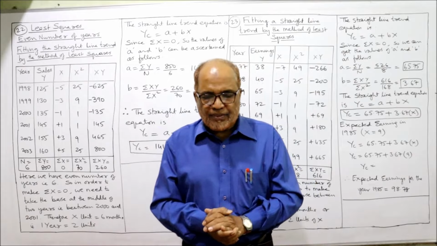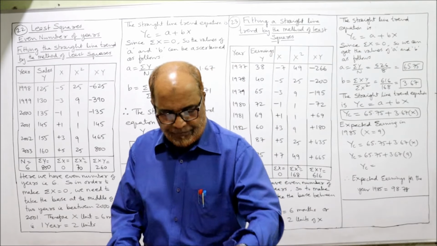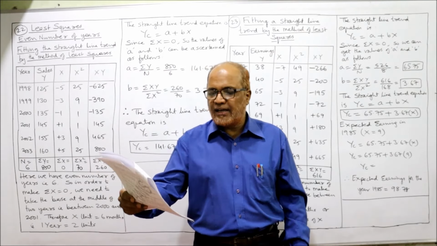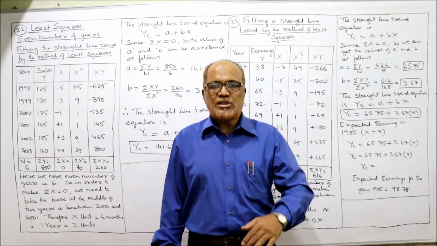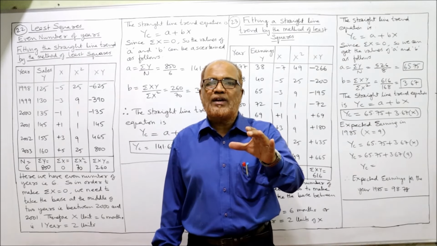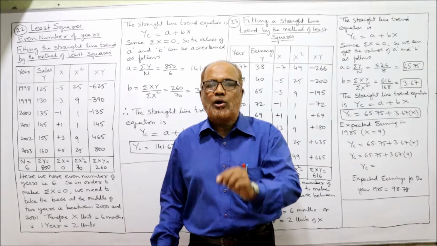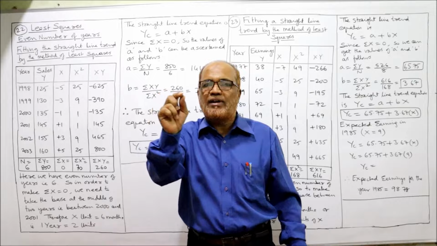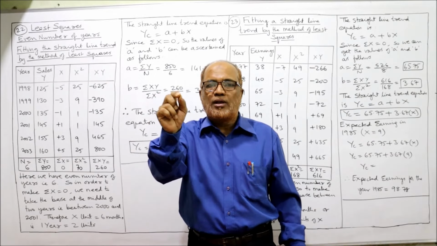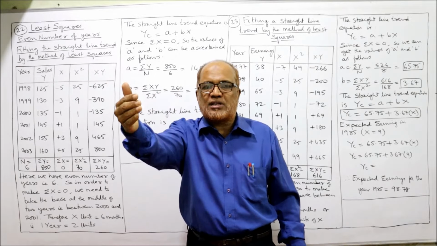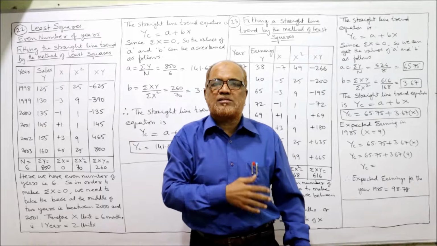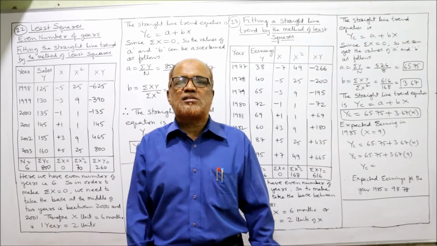Now I am starting the 22nd problem: least squares method, even number of years. Just now I told you, if an odd number of years is given, easily we can make summation x equal to 0, because the central year we take as base 0. Then forward +1, +2, +3, backward -1, -2, -3. Easily we can make summation x equal to 0.